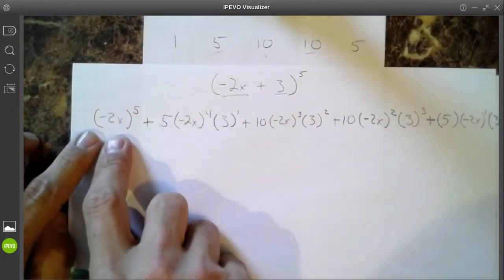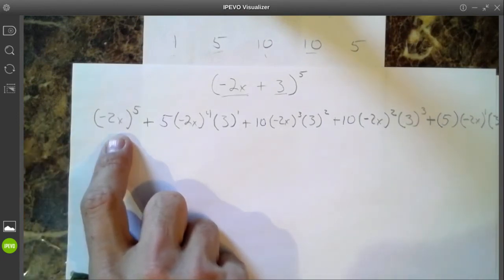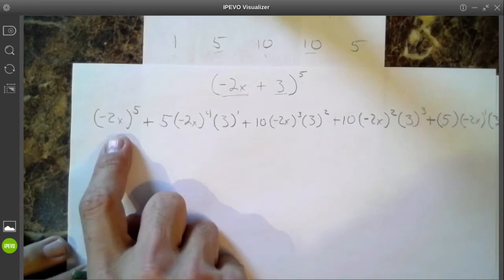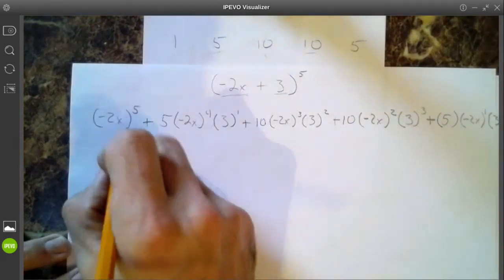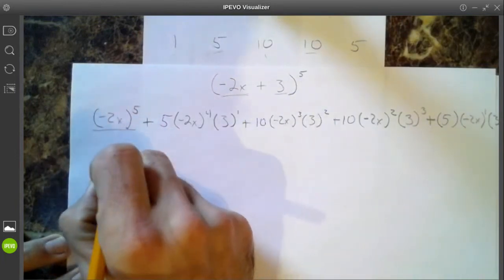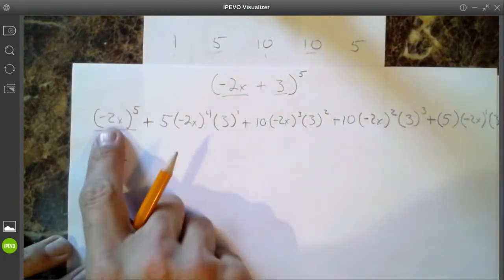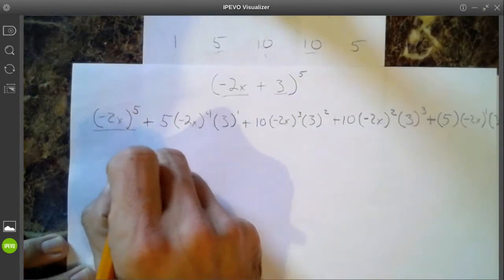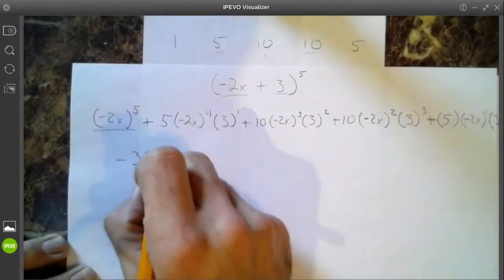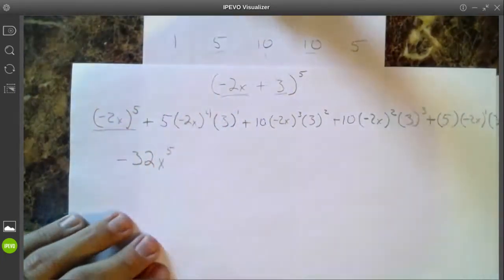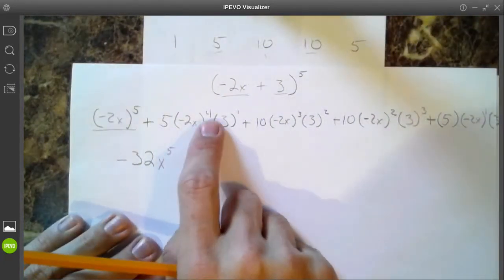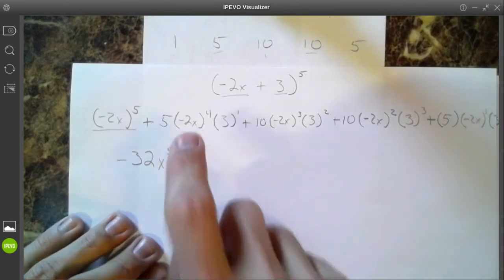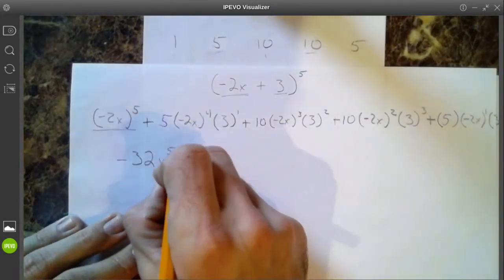So this is negative 2x times negative 2x 5 times. Because you're doing it an odd number of times, your answer is going to be negative. So for this part right here, we're going to get negative, and then 2 to the fifth power, that's equal to 32, and then x to the fifth. All right, now let's count our negatives here. Since we have 4 negatives, negative 2, 4 times, this will continue to be a plus sign.